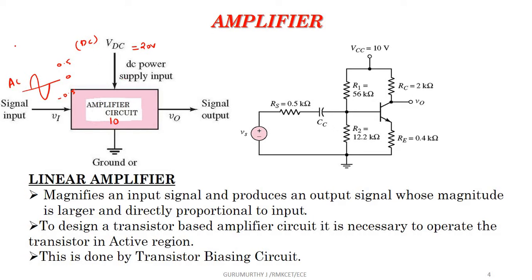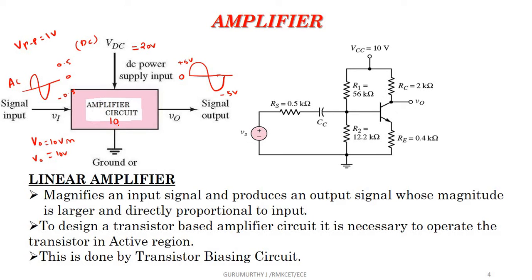So a peak to peak voltage of 1 volt is being supplied as the input to the amplifier, and what will be the output? If it is properly biased, the output will be 10 times. So Vo is 10 times Vin, so Vo is 10 volts peak to peak. So this will be plus 5 and this extreme is minus 5. This is the explanation for the amplifier.